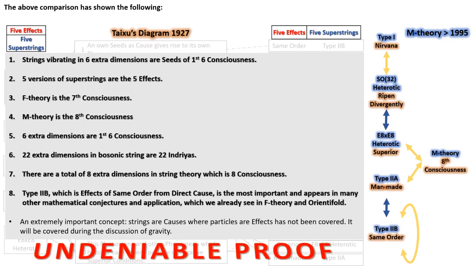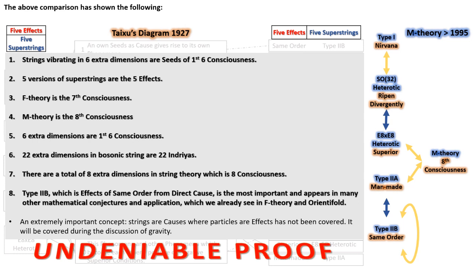The above comparison has shown the following. 1. Strings vibrating in 6 extra dimensions are seeds of first 6 consciousnesses. 2. 5 versions of superstrings are the 5 effects. 3. F-theory is the 7th consciousness. 4. M-theory is the 8th consciousness. 5. 6 extra dimensions are first 6 consciousnesses. 6. 22 extra dimensions in bosonic string are 22 indriyas. 7.